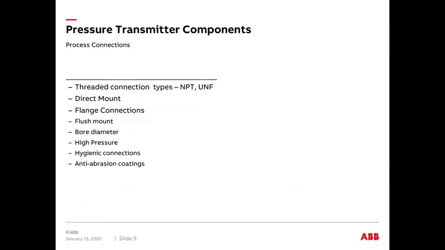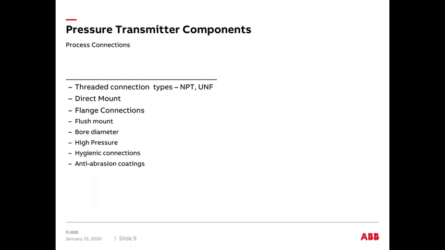So the process connections in a simple pressure transmitter, you can have threaded types like an NPT thread. You can have a direct mount. Often you're using some type of a manifold that you're mounting to. You may be mounting to a tank that has flange connections. You may have a process with debris in it that you don't want to go into the bore diameter of the pressure transmitter, so you may use a flush mount.